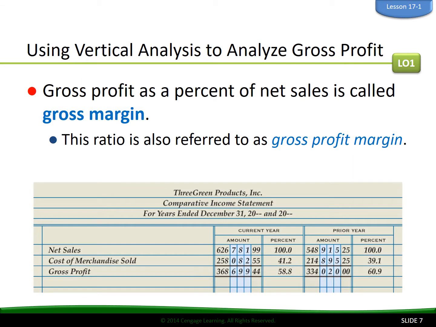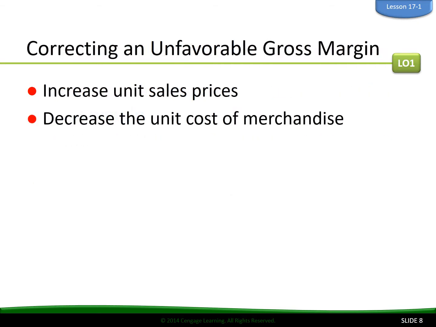Gross profit as a percent of net sales is called gross margin. This ratio is also called gross profit margin. Okay, so you could see the gross profit percent over there. For the current year is 58.8, and for the prior year it was 60.9. Correcting an unfavorable gross margin: increase unit sales prices, decrease the unit cost of merchandise.